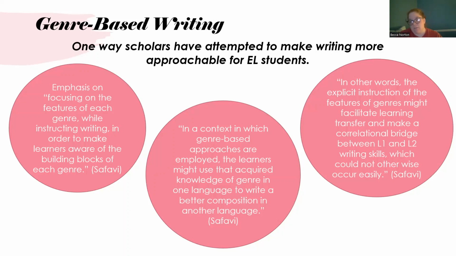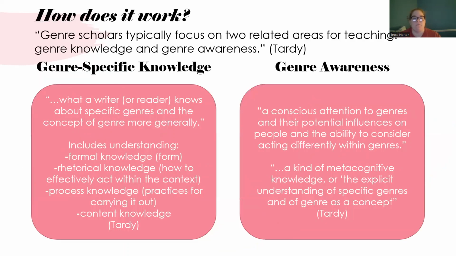So again, in other words, explicit instruction of the features of genres might facilitate learning transfer and make a correlational bridge between L1 and L2 writing skills, which could not otherwise occur easily. So how does it work?